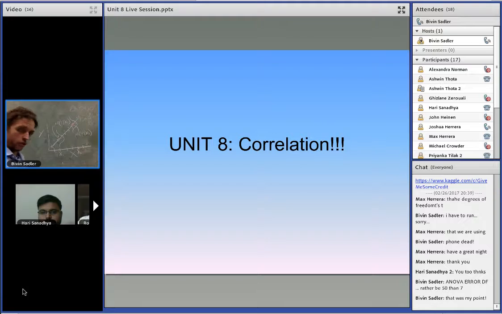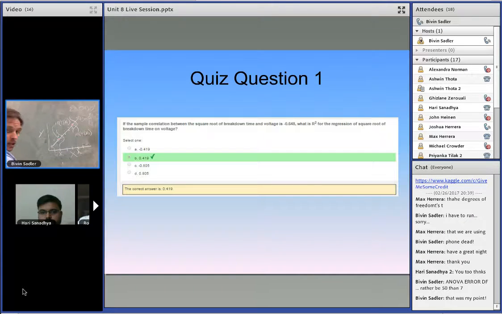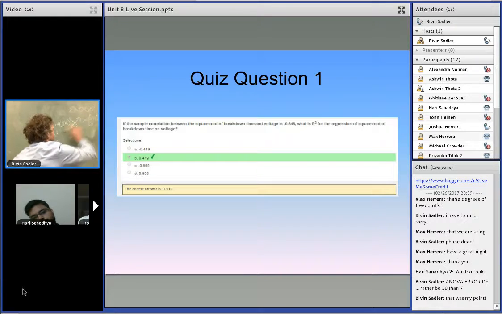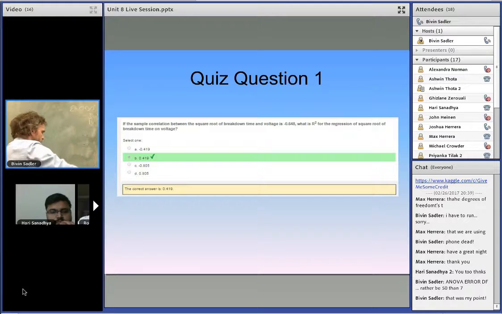So where are we going? We want to know if x is correlated with y. And that's where we're going to pick up with: how can we measure that? How can we have a statistic? So let's go ahead and get started with it. Unit 8, correlation. I guess we'll go through these quiz questions.